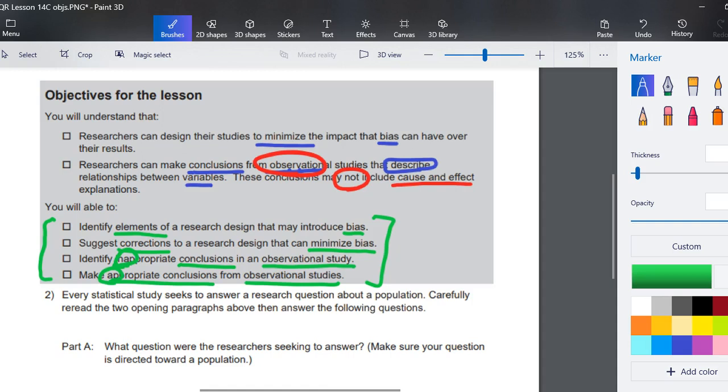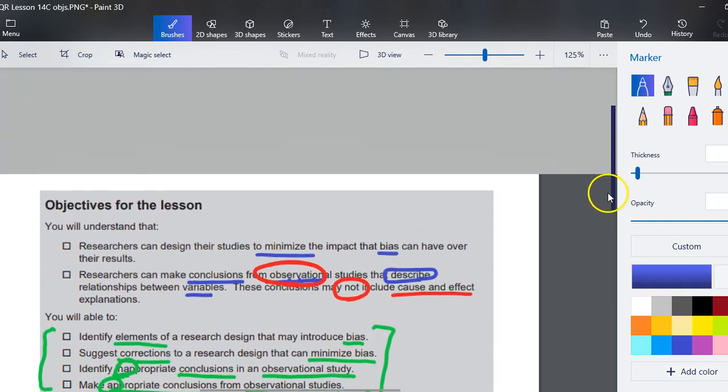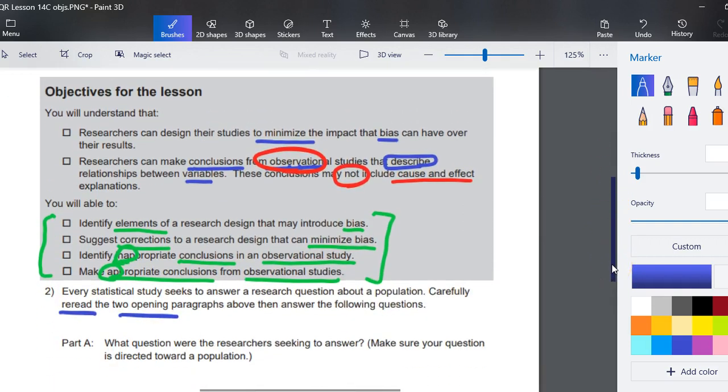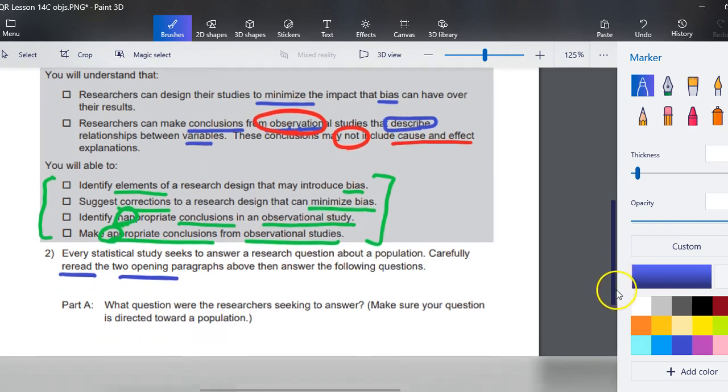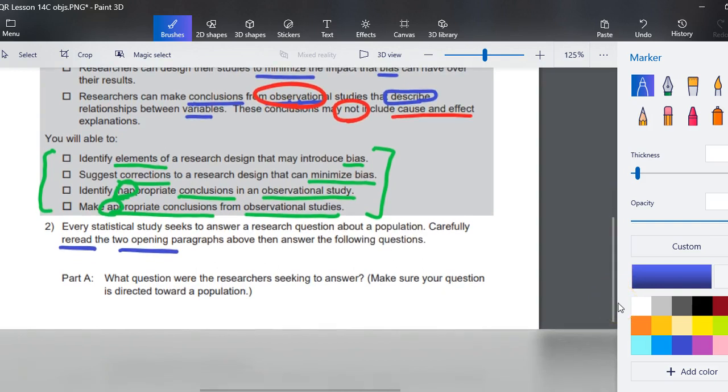Question 2. Every statistical study seeks to answer a research question about a problem. Carefully reread the 2 opening paragraphs above and then answer the following questions. Go ahead and hit pause. They're the ones I had on the last screen. Reread those 2 paragraphs about the college wanting to know something, and what the question is that was asked. And then after you get through doing that, come back and let's start at part A.